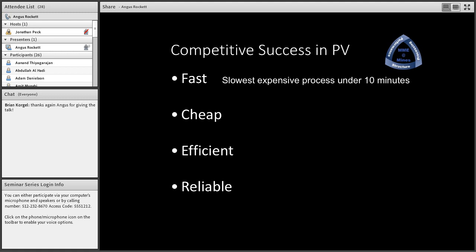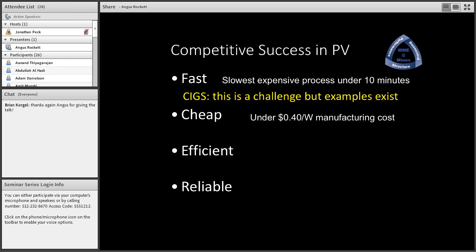So what do we mean by that? In terms of fast, we mean the slowest expensive step in the process has to be under 10 minutes, which means that an expensive tool has to pass the individual device through it in under 10 minutes, and preferably that has to be a very large device, and that just comes from amortizing the cost. For CIGS, that's a challenge, but there are examples. I'll show you one for very high rate processing.